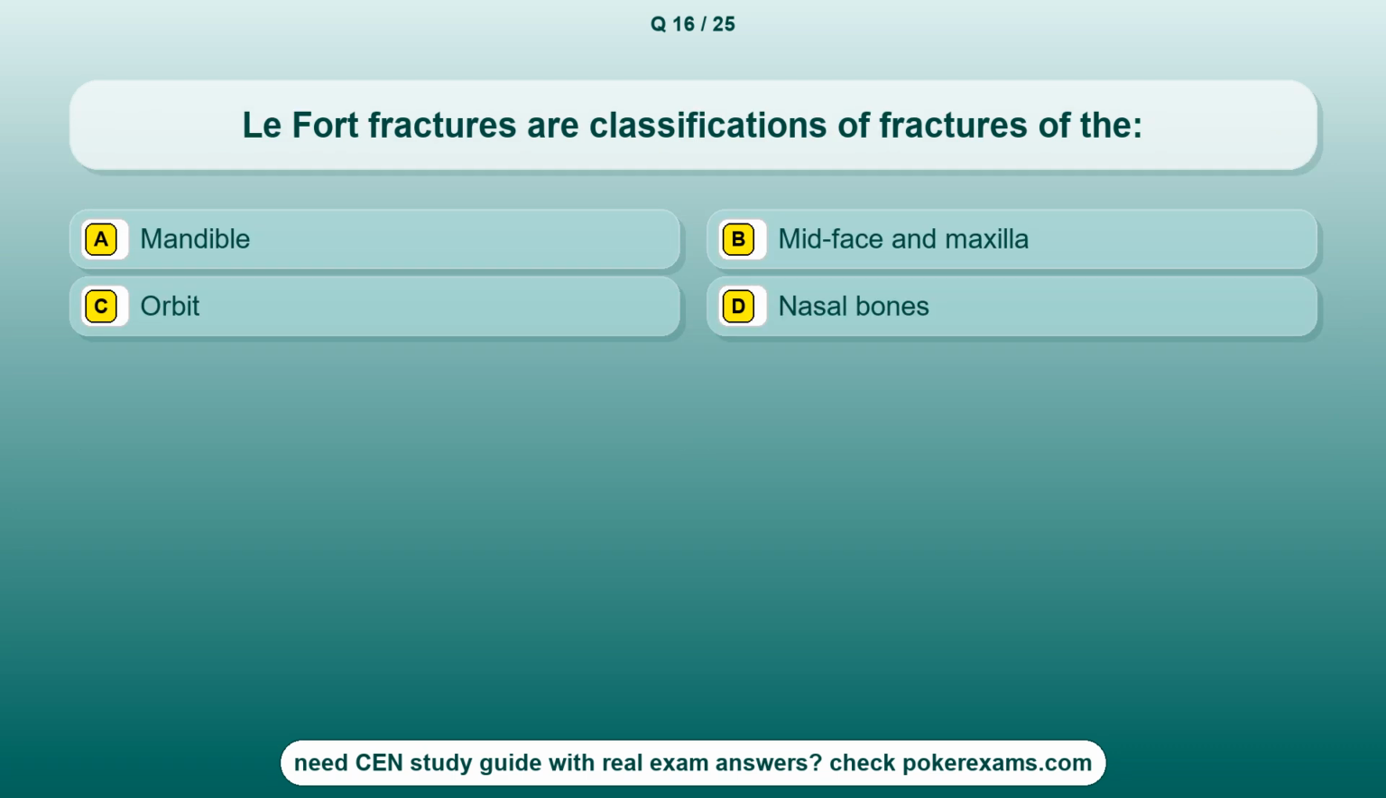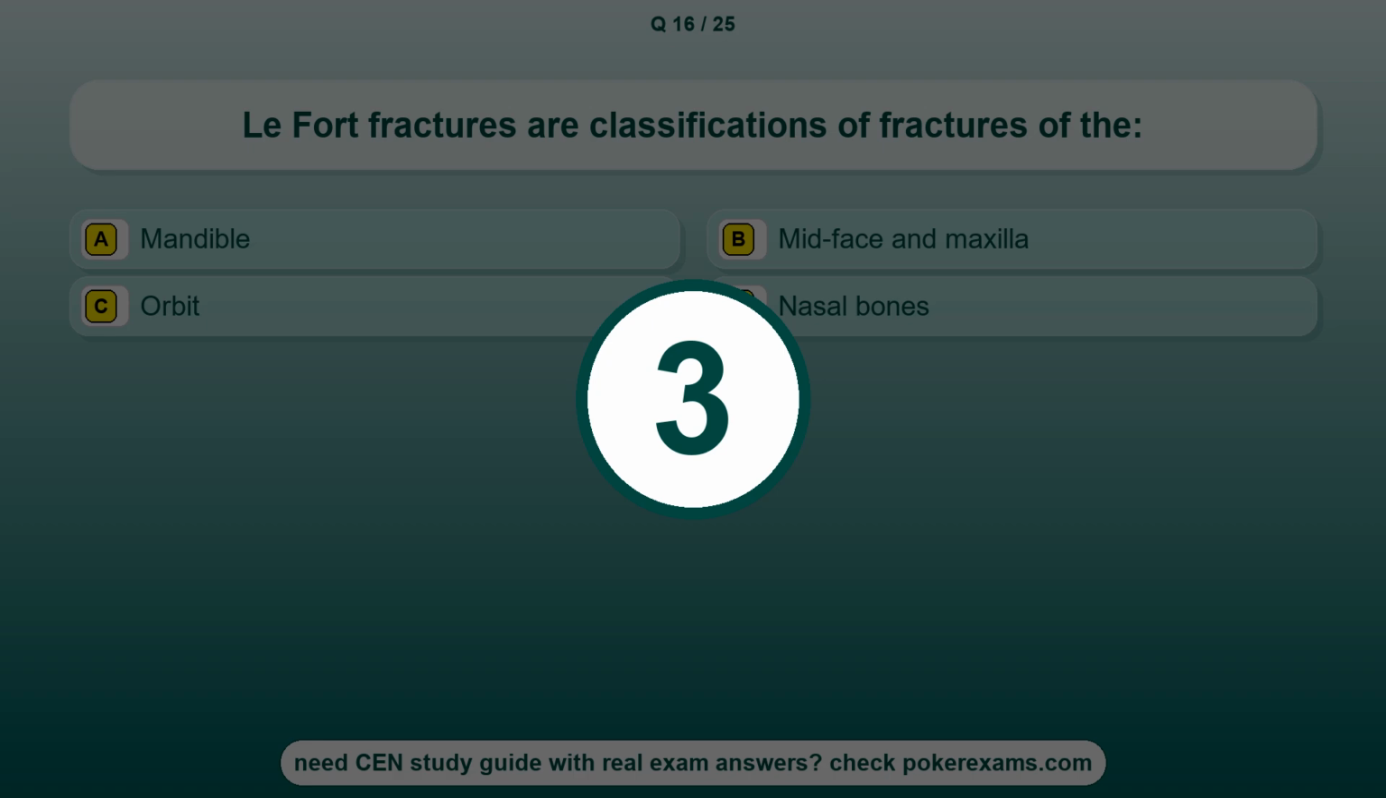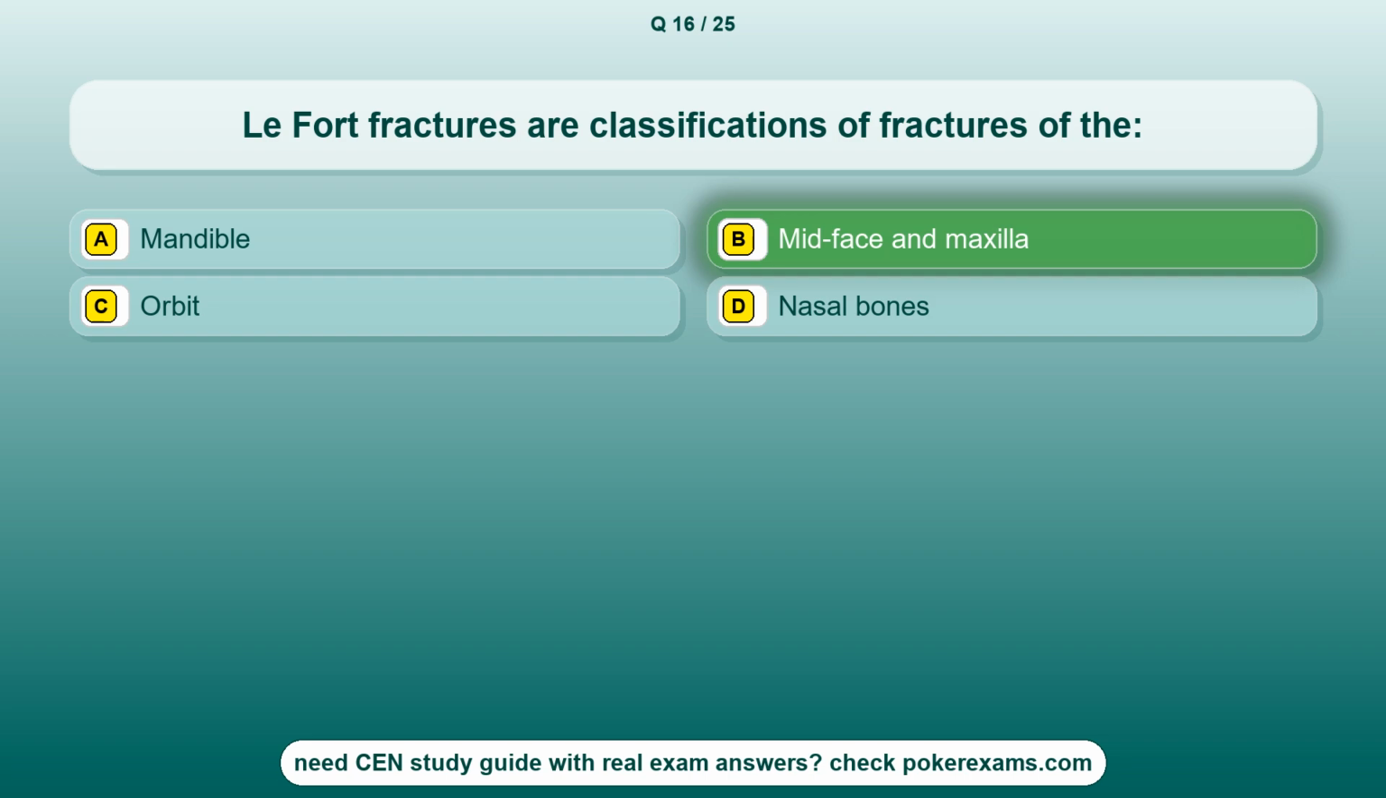Question 16. Le Fort fractures are classifications of fractures of the option A, mandible. Option B, mid-face and maxilla. Option C, orbit. Option D, nasal bones. The correct answer is option B, mid-face and maxilla.